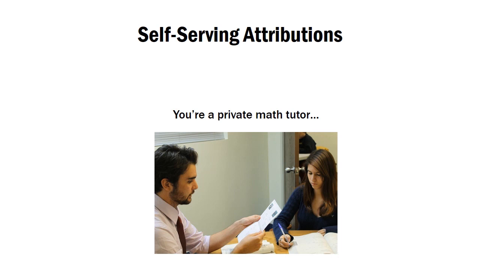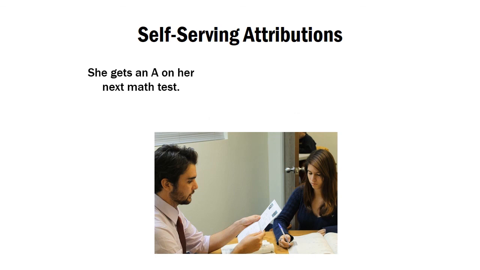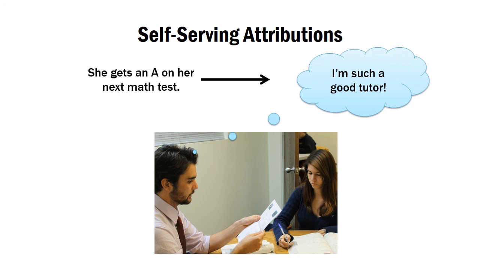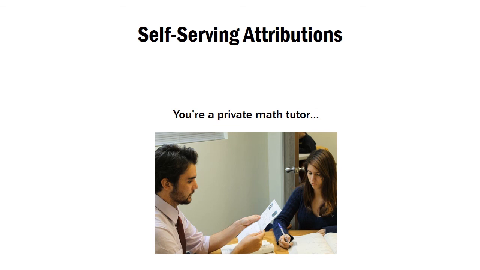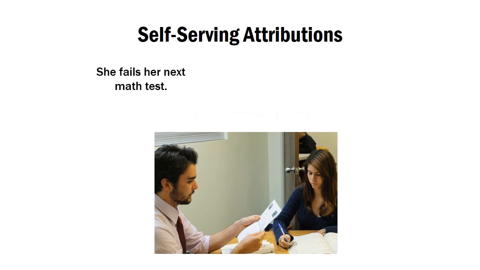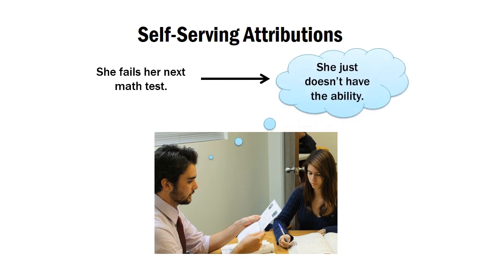A classic study that demonstrated this is reflected in this example. If you're a private math tutor and your student gets an A on her next math test, well, the attribution you draw for that outcome is that you're a good tutor. You're going to take credit for a success. But if you're a private math tutor and your student fails her next math test, well, then you're just maybe going to think, well, she doesn't have the ability. You're not going to take credit for the failure. You're going to look for other things to explain that outcome. Other things like the other person's disposition.